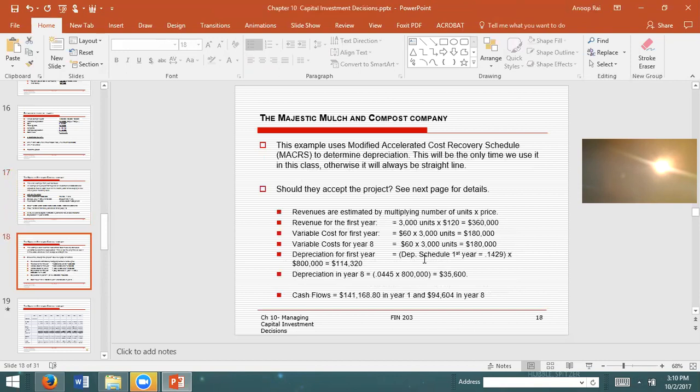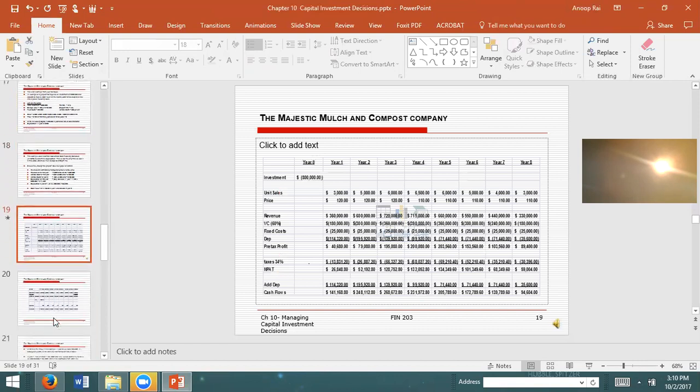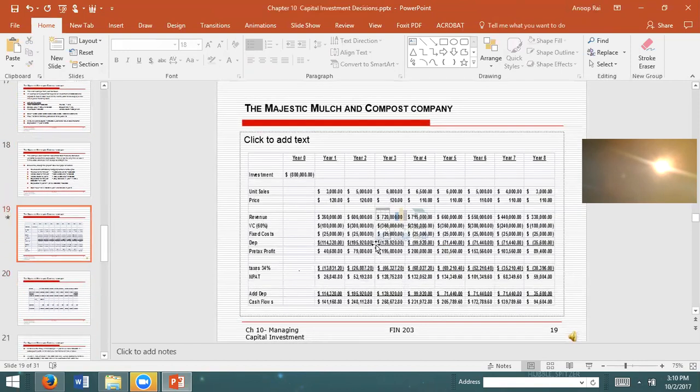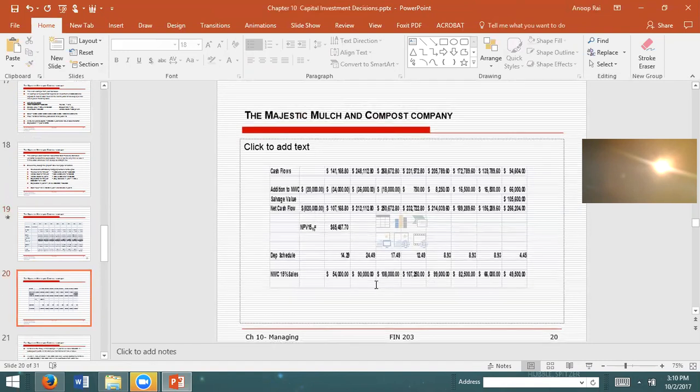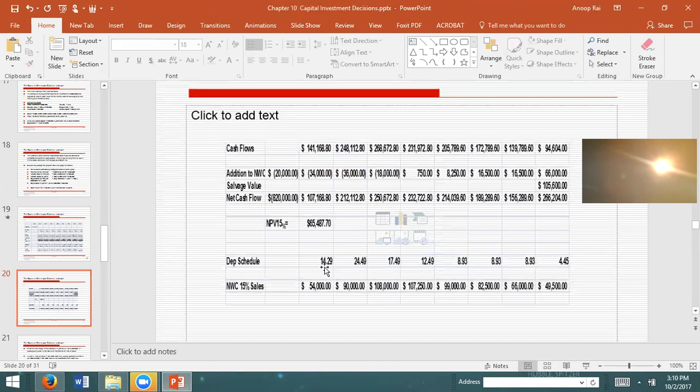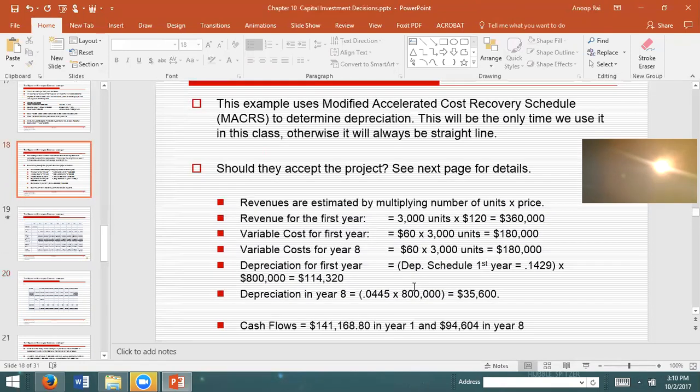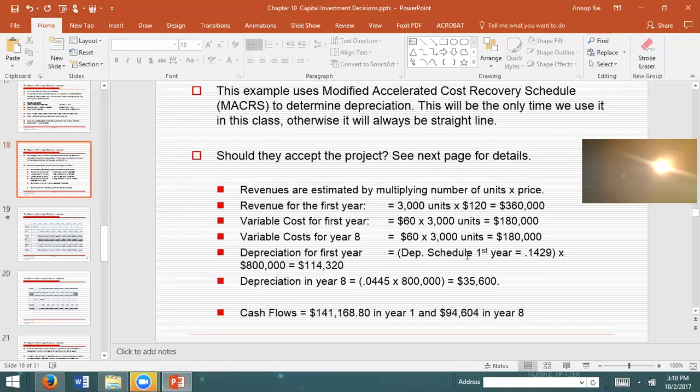Now the depreciation schedule, let me show it to you in the next page. As you can see over here, the depreciation schedule here under 7-year MACRS is 14.29% first year, 24.49%, then it starts coming down till 4.45%. This is as required by the IRS, okay? So in the first year, then it'll just be 0.1429 times the 800,000, and that's what you get. In year 8, it's 0.0445 times 800,000, so it's 35,000.